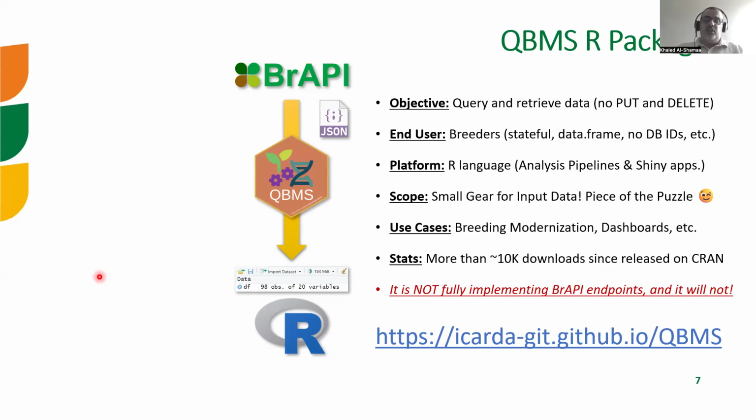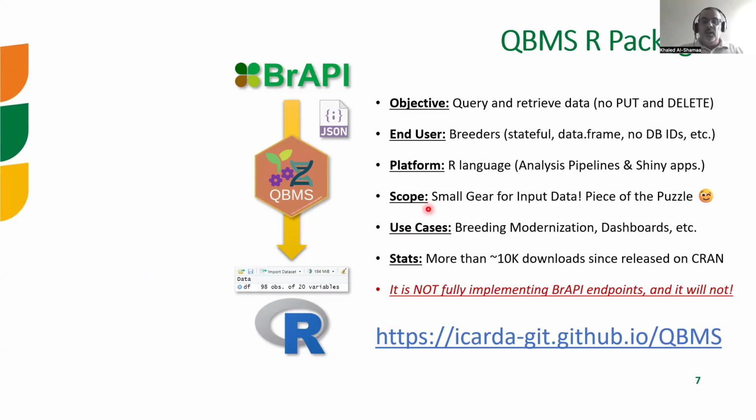But when we build this QBMS package, we focus on the R language because most of our scientists, most of our breeders prefer that language to analyze their data. So they will develop their own analysis pipeline using R. And this is why we need that very first step to query and import the data from the databases. So we built it for the R language, and you can use it inside your R script, in the console, in your Shiny application, or even in R Markdown reports and documents.